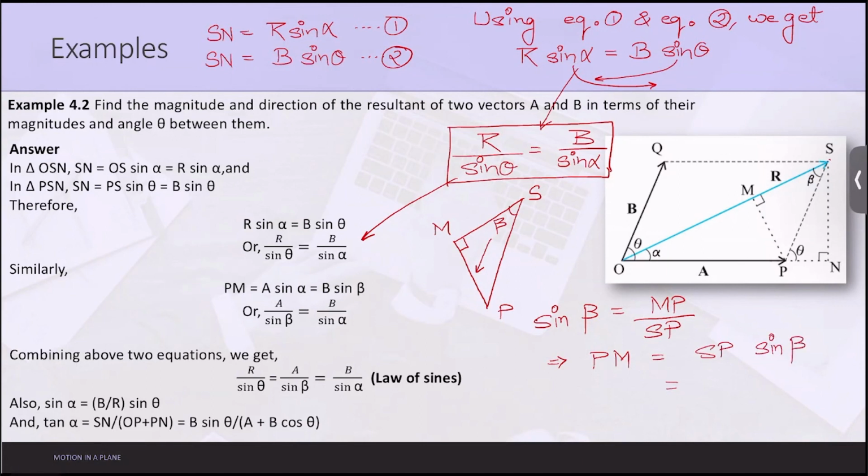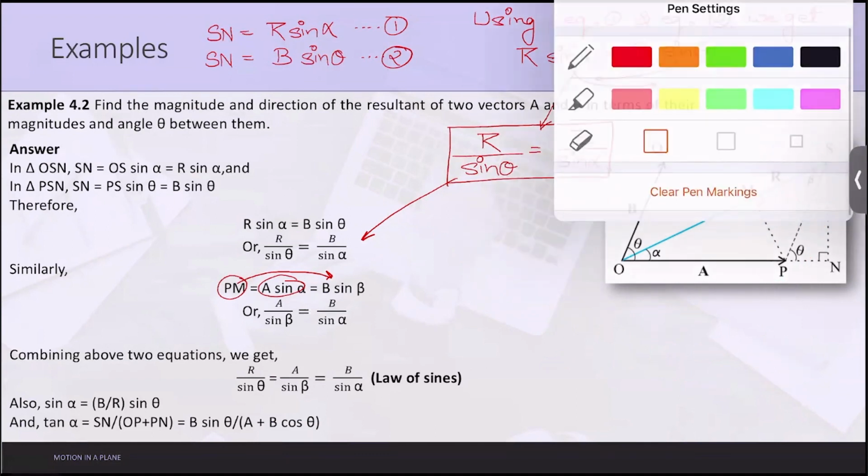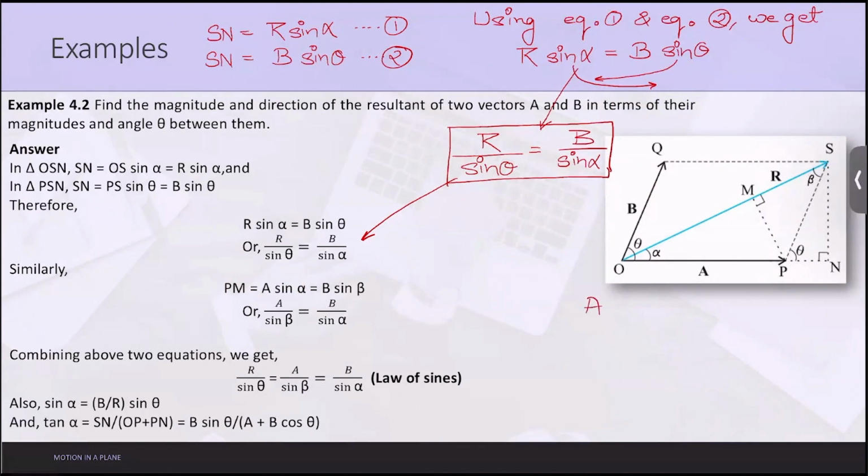Now what is SP? SP is nothing but your vector B, or magnitude of vector B. So it can be written as B sine beta. Therefore, we obtain both these quantities, that is PM is equal to A sine alpha, and similarly PM is also equal to B sine beta. Therefore, we can finally write A sine alpha is equal to B sine beta.